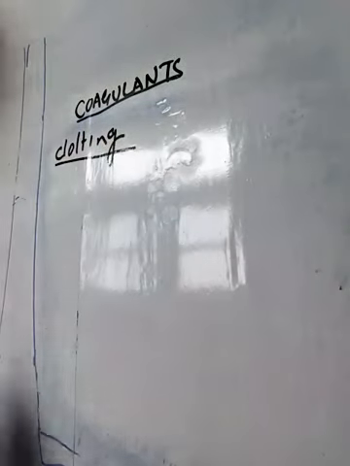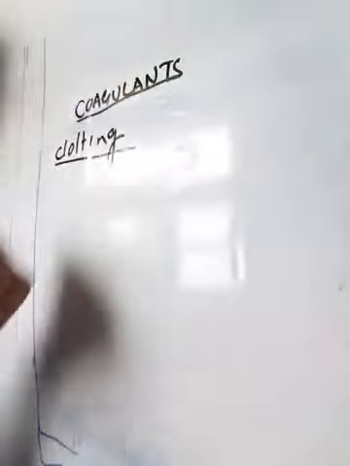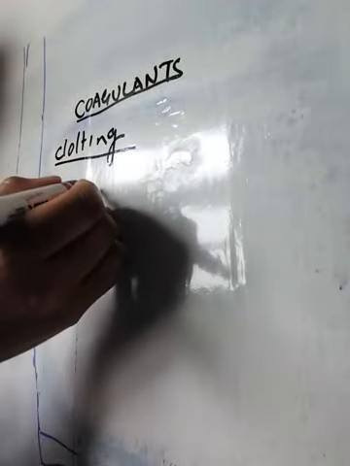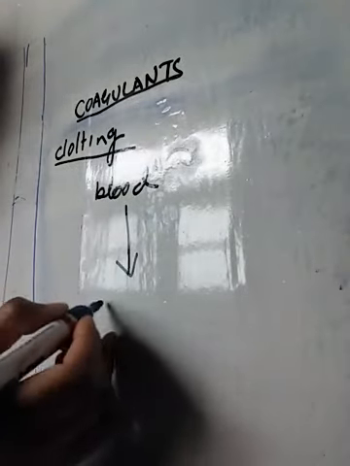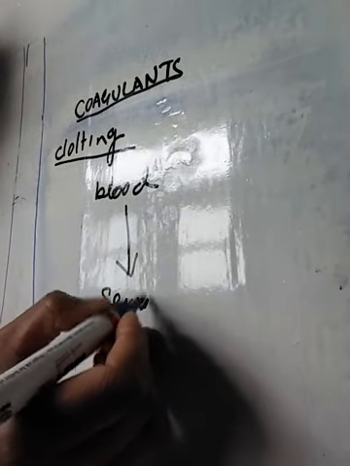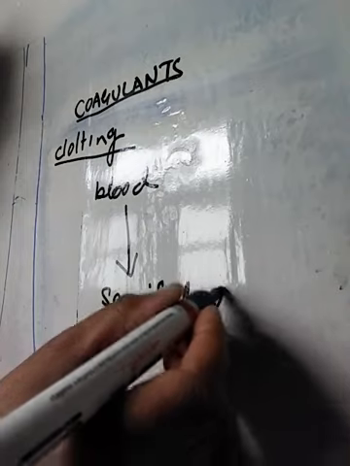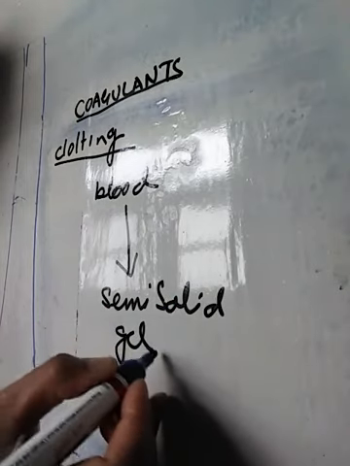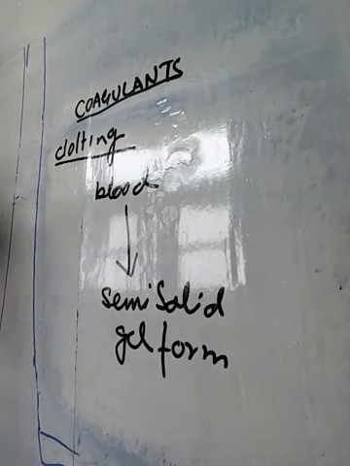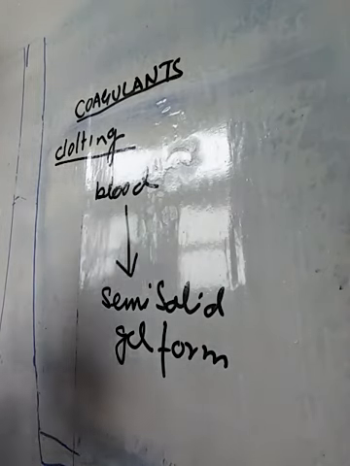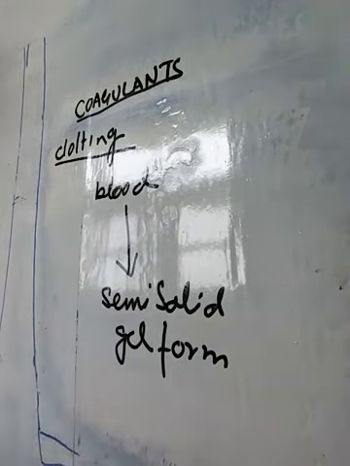What is clotting? Clotting is the conversion of the liquid form of blood to solid form, semi-solid, gel-like form. In our body, blood is in the fluid form. When this blood gets exposed outside the blood vessels, it gets converted into semi-solid gel form, which is known as clotting.